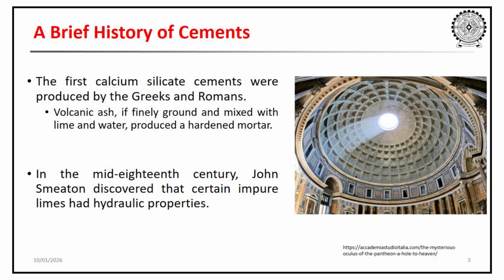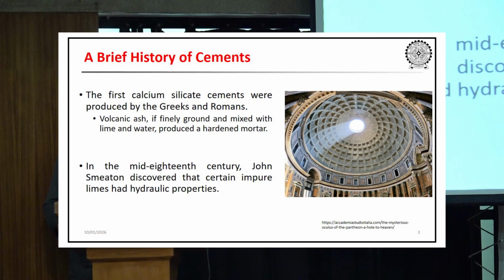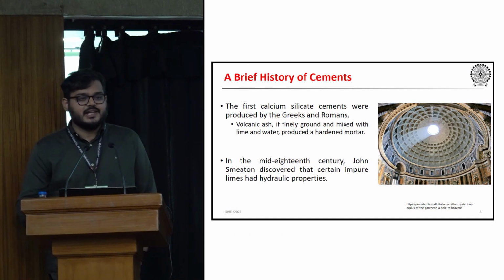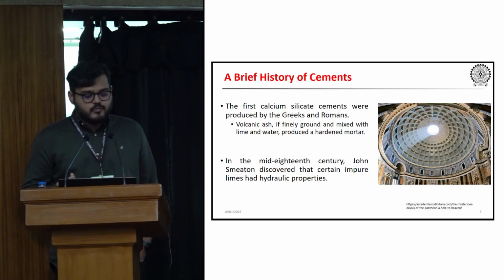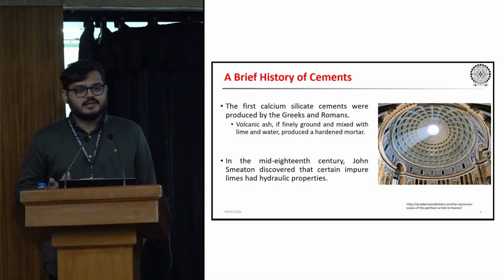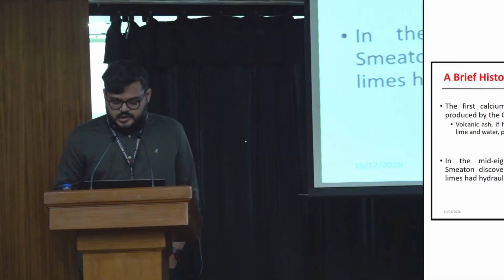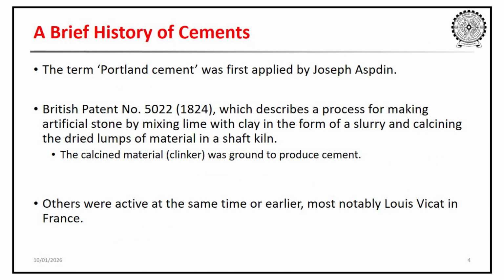Somewhere in the middle of the 18th century, John Smeaton, generally credited as one of the first civil engineers, discovered that certain impure lime, where lime is calcium oxide, when mixed with water, has some latent hydraulic properties. And then the term Portland cement was first applied by Joseph Aspdin.